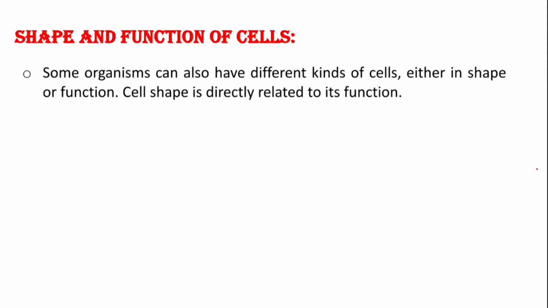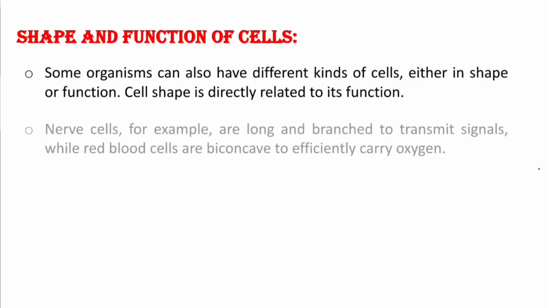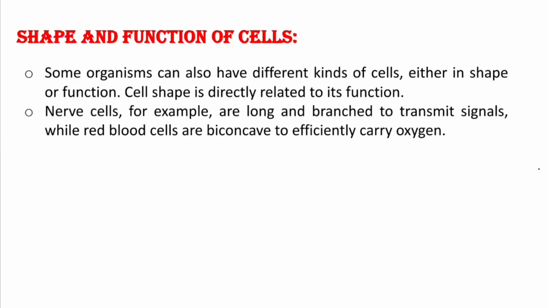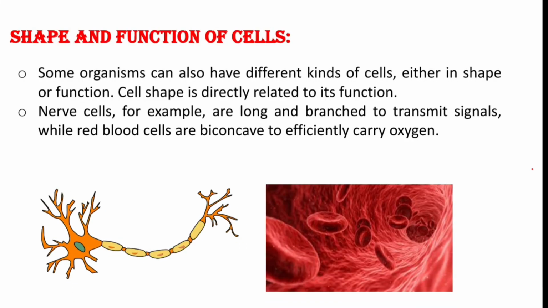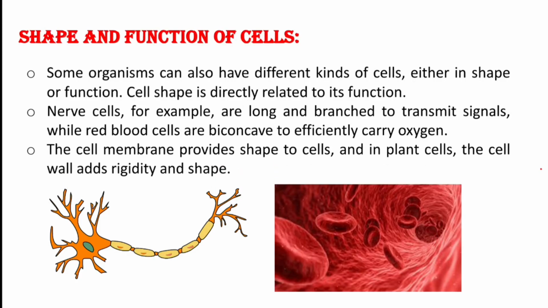Next, shape and function of cells. Some organisms have different kinds of cells in shape and function. For example, in the human body, nerve cells are long and branched because they transmit signals to the brain. This is the nerve cell. While the red blood cells are biconcave in shape to efficiently carry oxygen. In animal cells, the cell membrane provides the shape, and in the plant cell, the shape and rigidity depend on the cell wall.